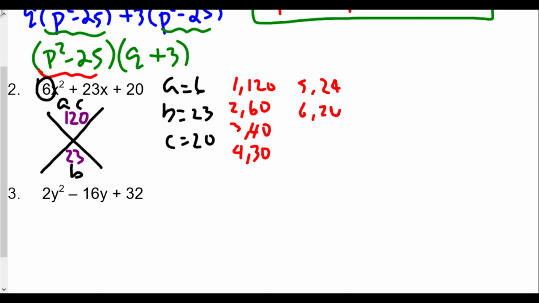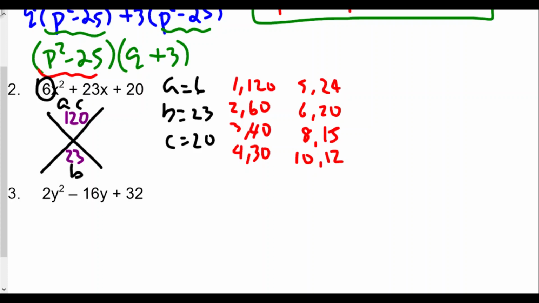6 and 20. Now 7 doesn't go in there, but 8 does divide evenly into 120, 15 times. And then 9 doesn't go into 120, but 10 does, 10 times 12. So these are all the pairs of numbers that multiply to 120, okay? And so we want the ones that not only multiply to 120, but add to 23.